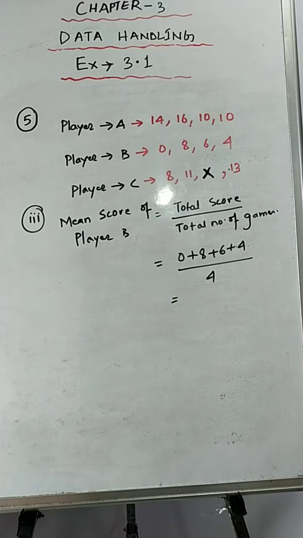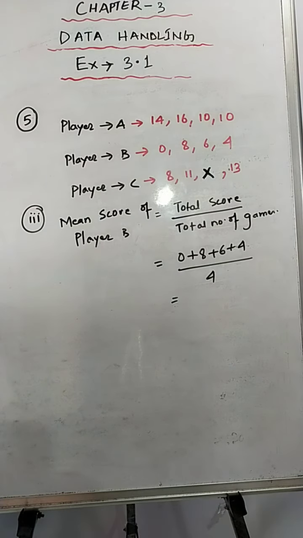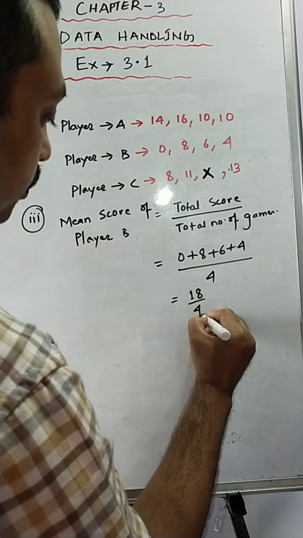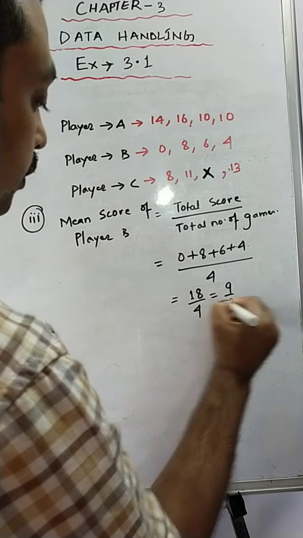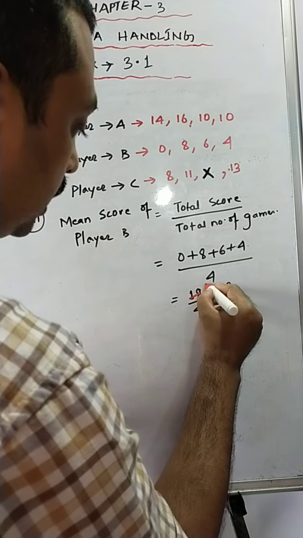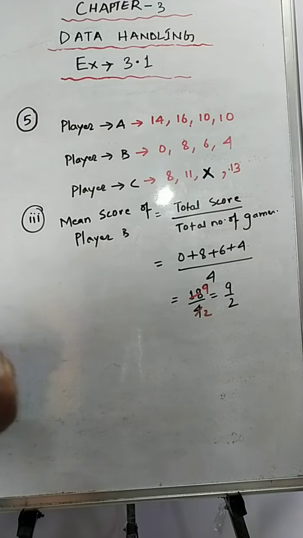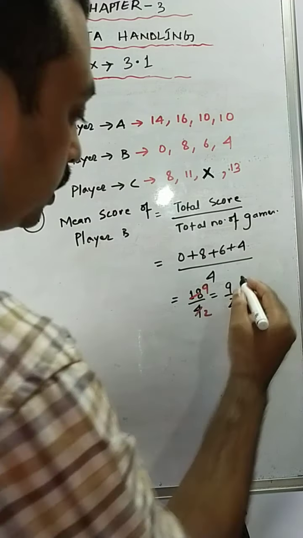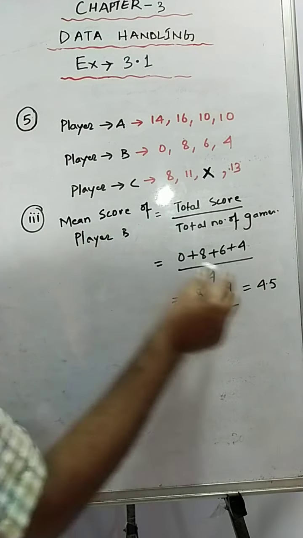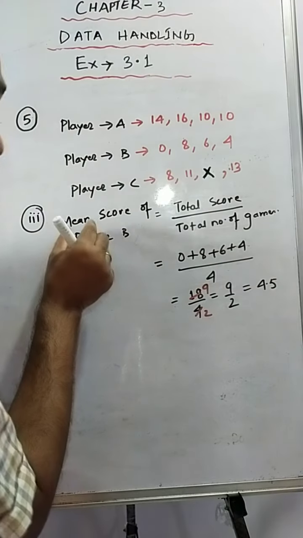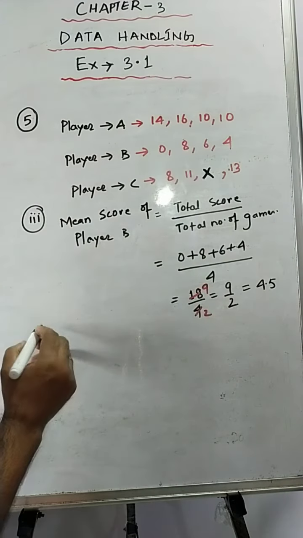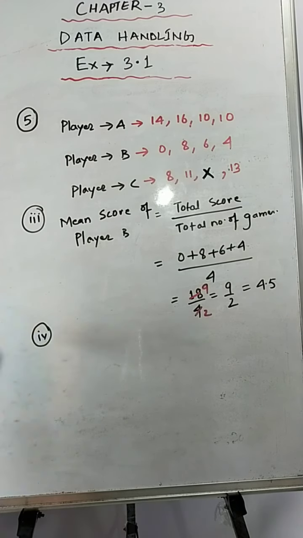Now what will be the answer? If you add all these numbers, you will get 18 by 4. That would be 9 by 2 if you reduce it. 2 9s are 18, 2 2s are 4, so 9 by 2, and 9 by 2 is equal to 4.5. That means the mean score of player B is 4.5. And what was the mean score of player A? 12.5. Absolutely. Now let's move on to the next part, students.